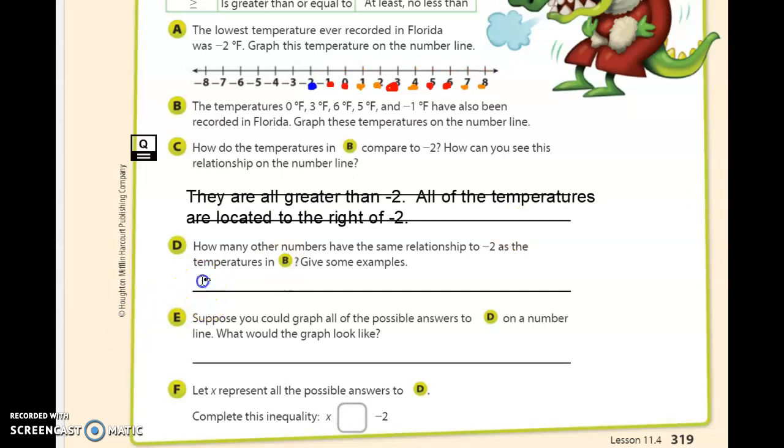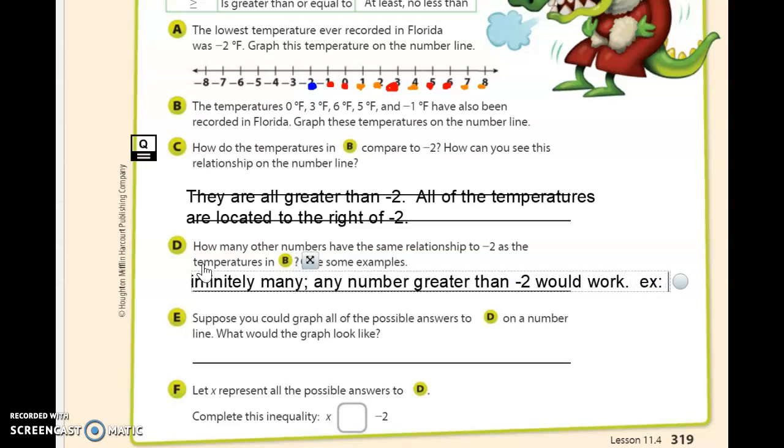So we know, how are they related? Well, there's infinitely many numbers that would work. And we can further explain ourselves by saying any number greater than -2 would work. And we could even go on and say an example would be 1 or 7 or 100. I think that's a good answer.